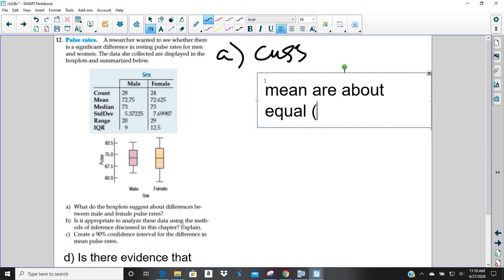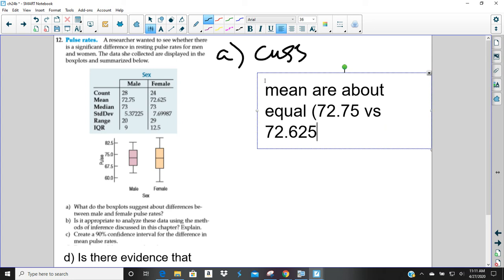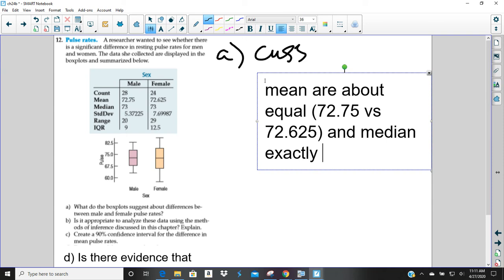We have 72.75 versus 72.625. For all intents and purposes, they're the same. The median is exactly the same. And median, exactly the same. We'll talk about unusual if we need to in a minute, but I don't see anything unusual. So let's go right to spread.